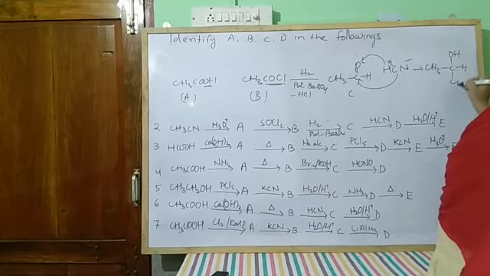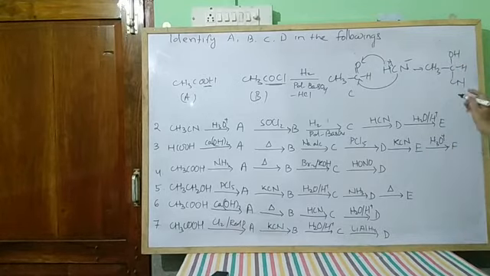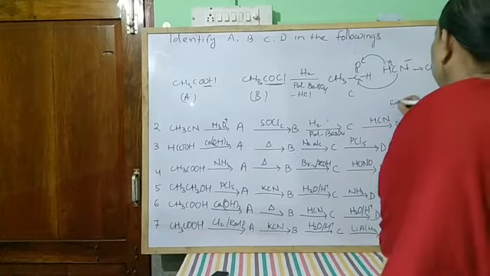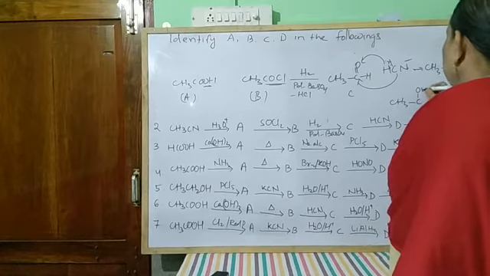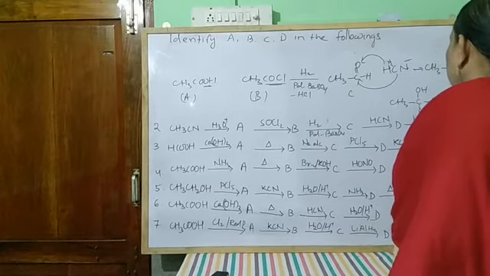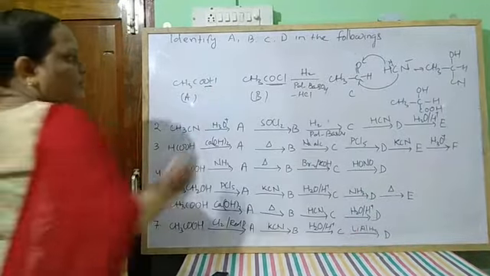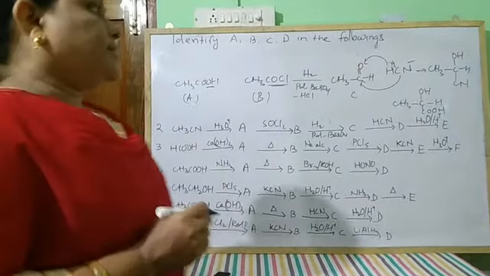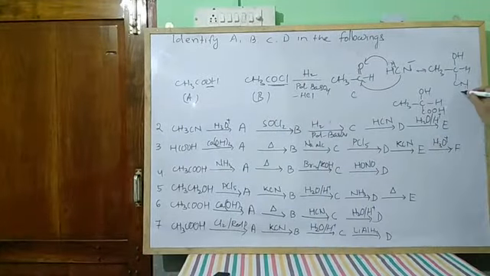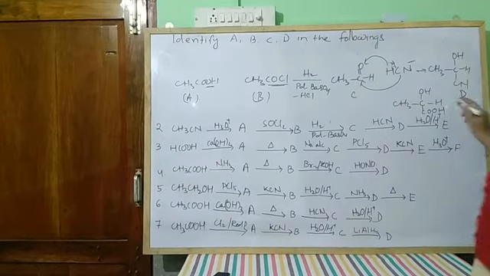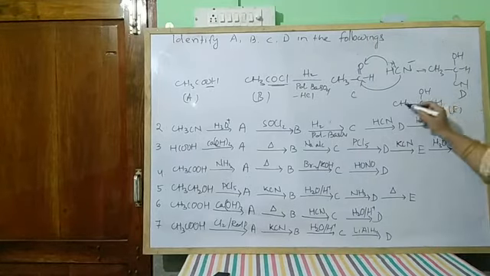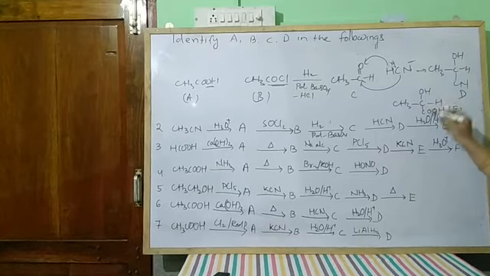OH, H, and CN. And again when this undergoes hydrolysis, the CN part is converted to COOH. So this one is, A is acetic acid, B is acetyl chloride, C is acetaldehyde, D is cyanohydrin, and E is 2-hydroxypropanoic acid, also known as lactic acid.